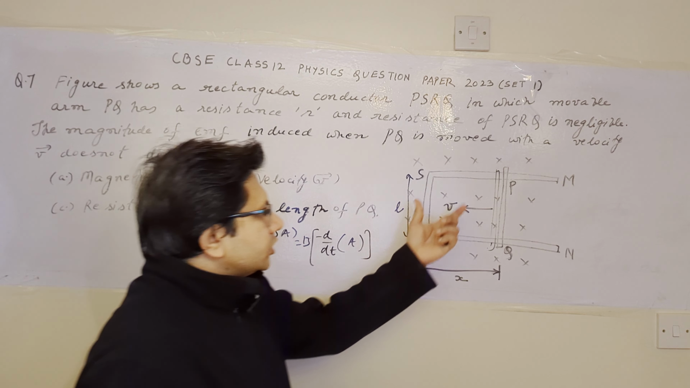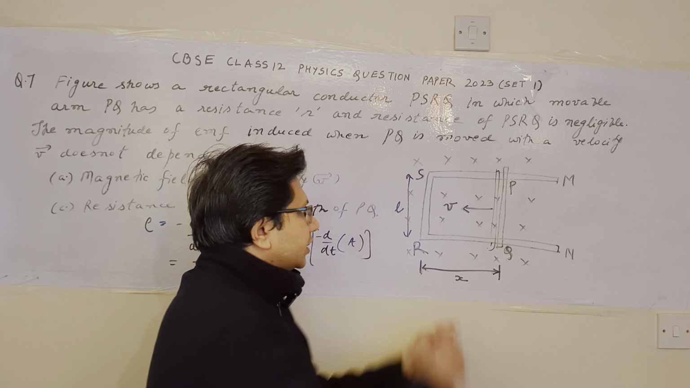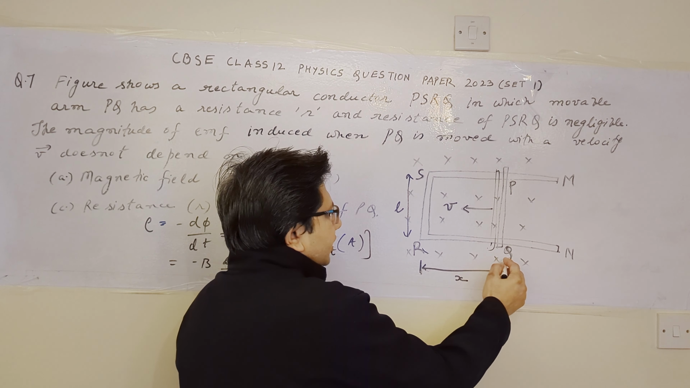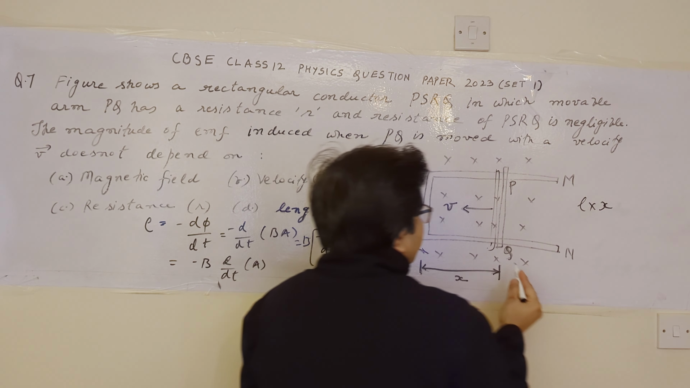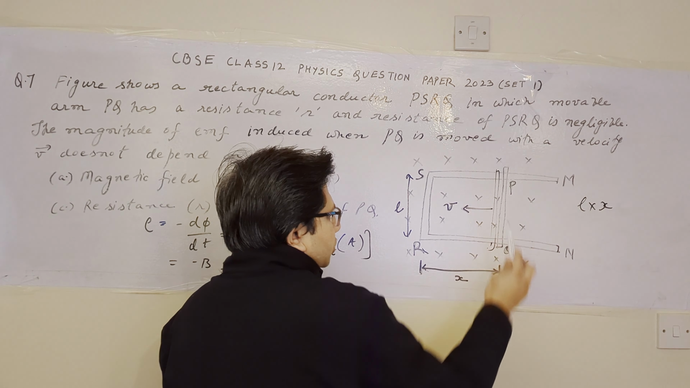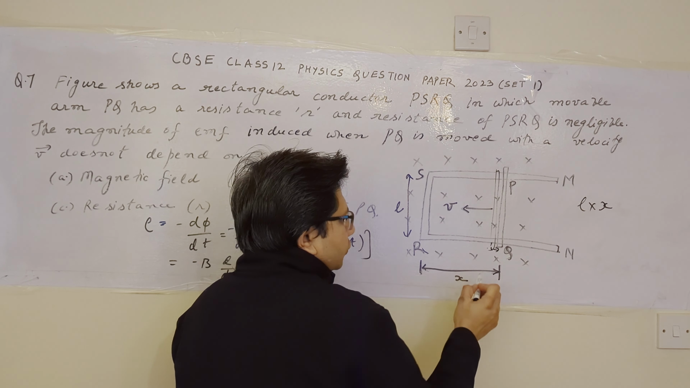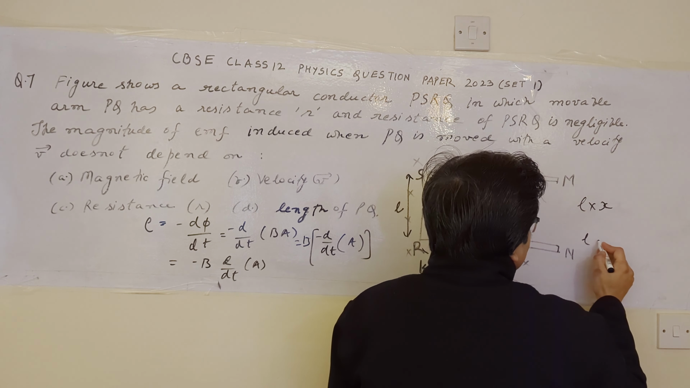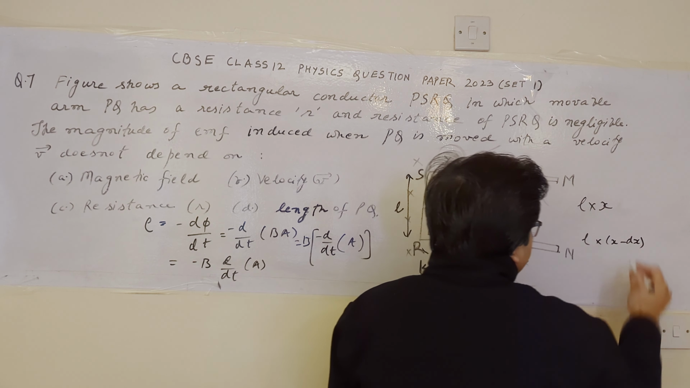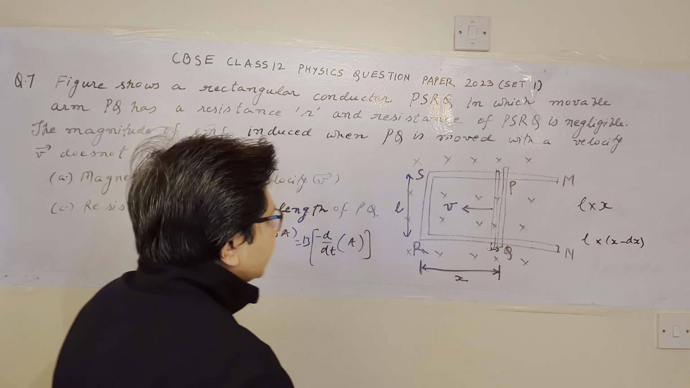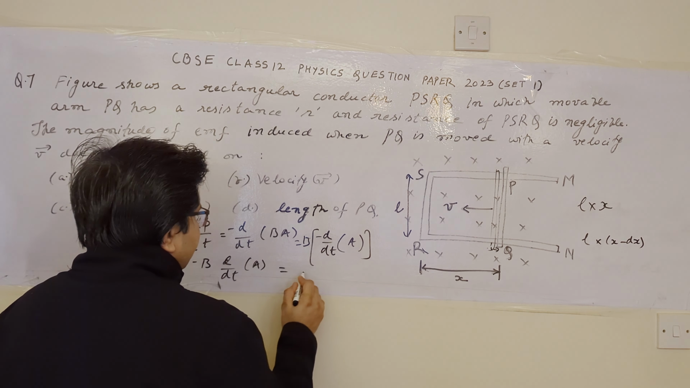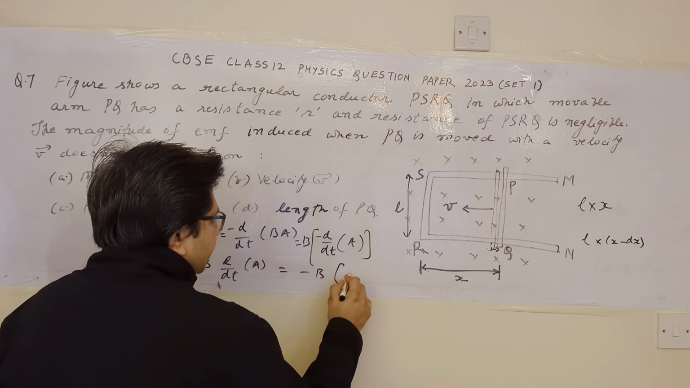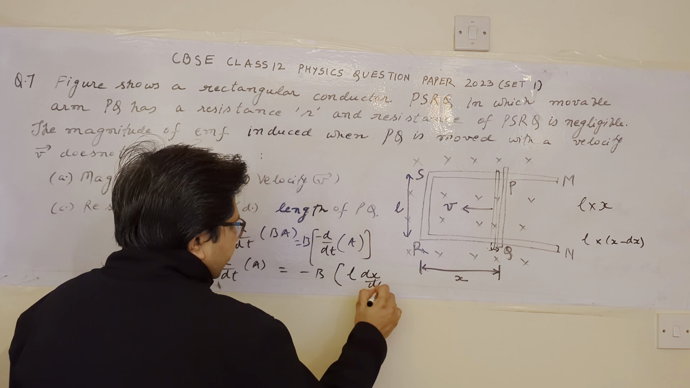Now the area changes from L into X. It is a rectangular frame. This is a rectangular area. So earlier the area is L into X. Now when this particular rod moves in this direction, suppose it moves a distance of dx in a time interval of dt, then the area changes to L into x minus dx in dt time interval. So the change in area is given by L into dx by dt.